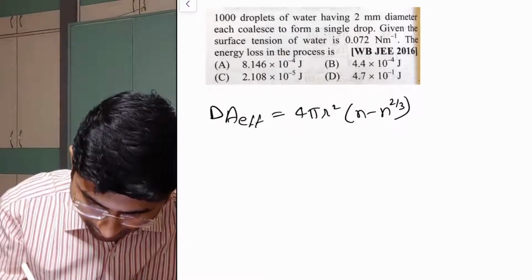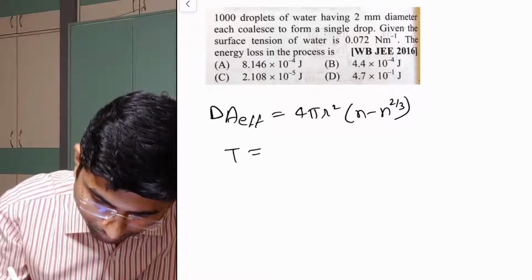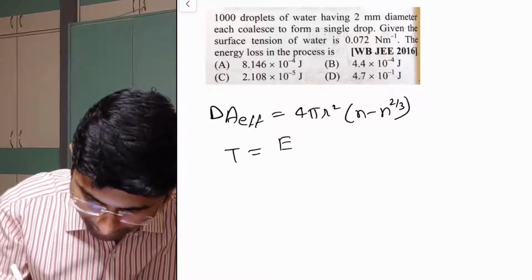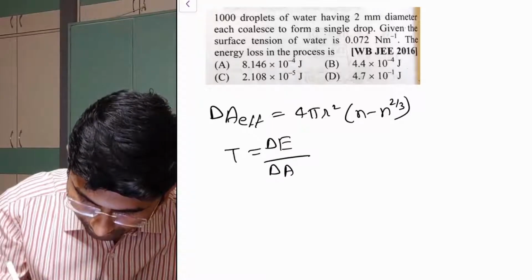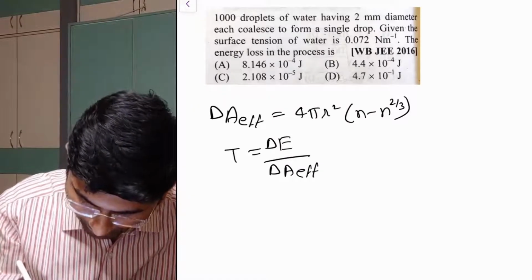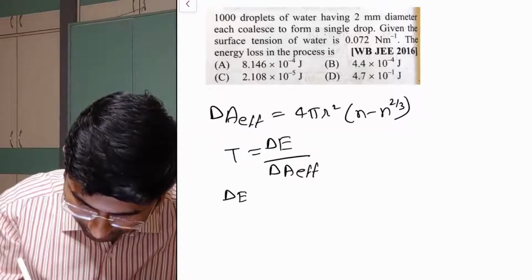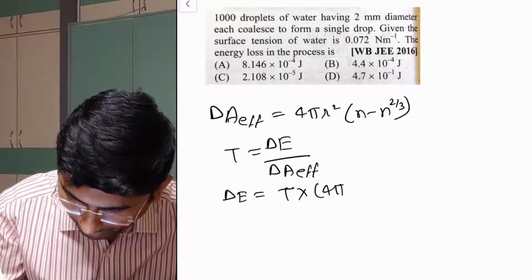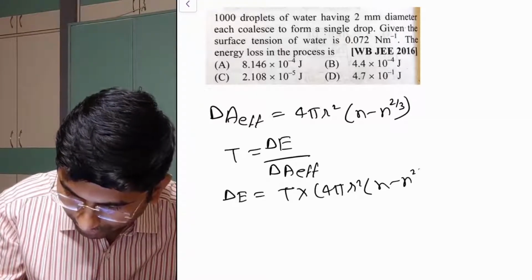Now we know about the tension. Tension is equal to the change in energy upon the change in effective surface area. Therefore, change in energy is equal to T into whatever is the effective area, that is 4 pi r square into n minus n raised to 2 by 3.